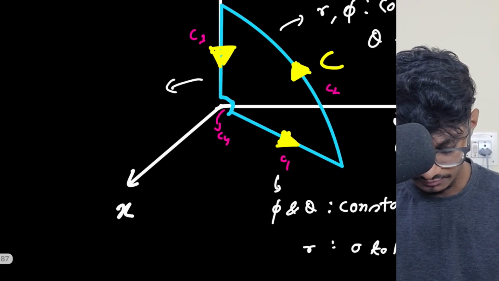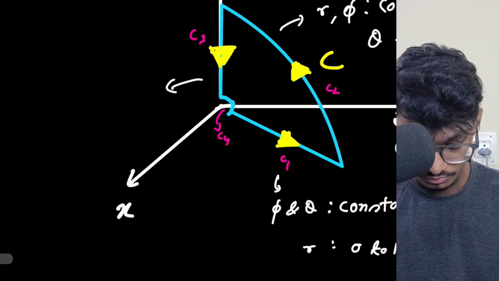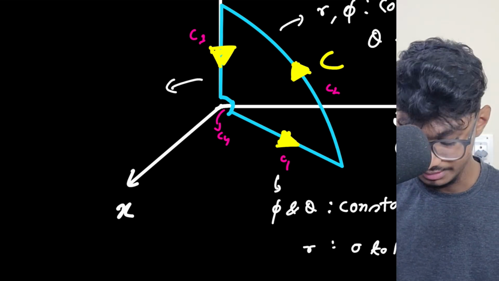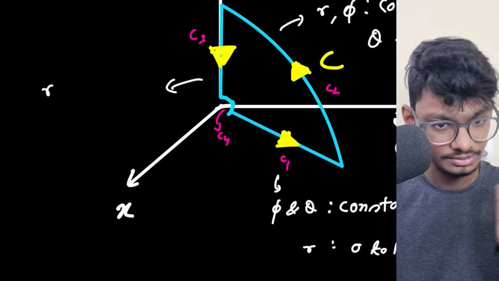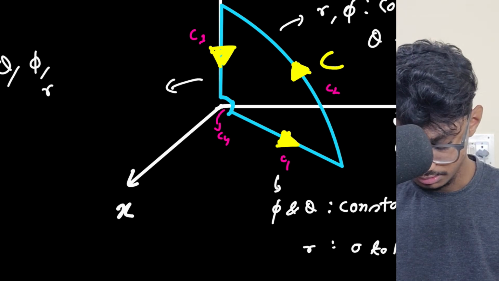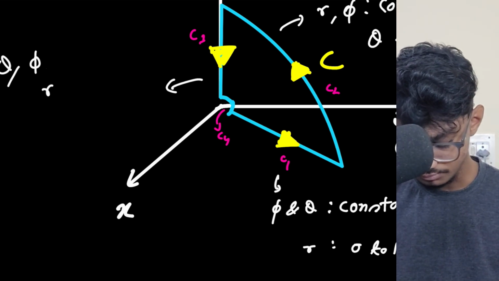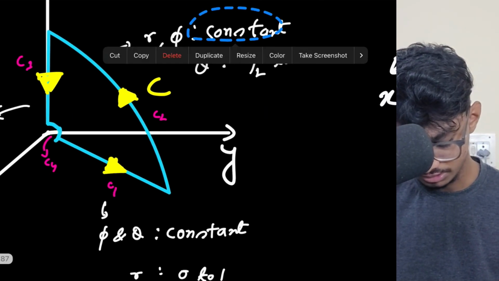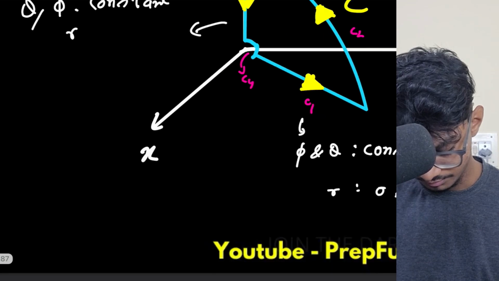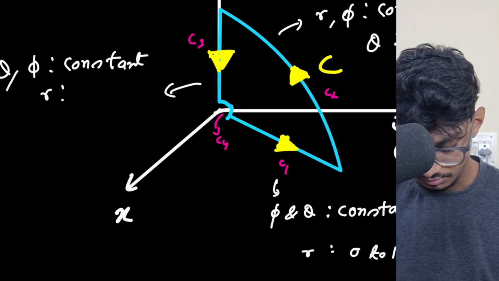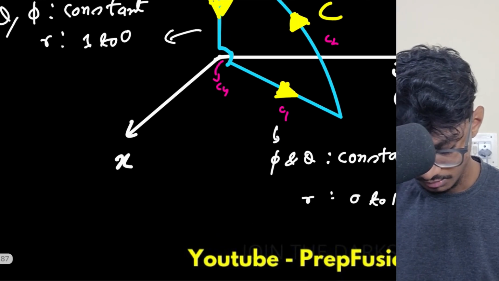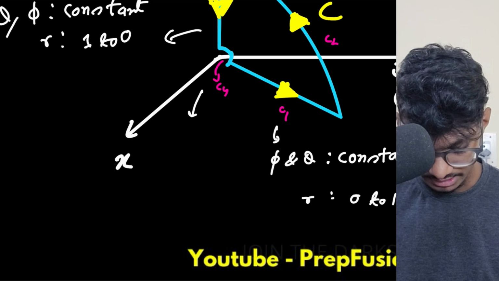So theta goes from pi by 2 to 0, and here my r is varying from 0 to 1. And in this curve, r is again varying, going from 1 to 0. Okay, although this is in the opposite direction, the variation of r is there, and my phi and theta are again constant.